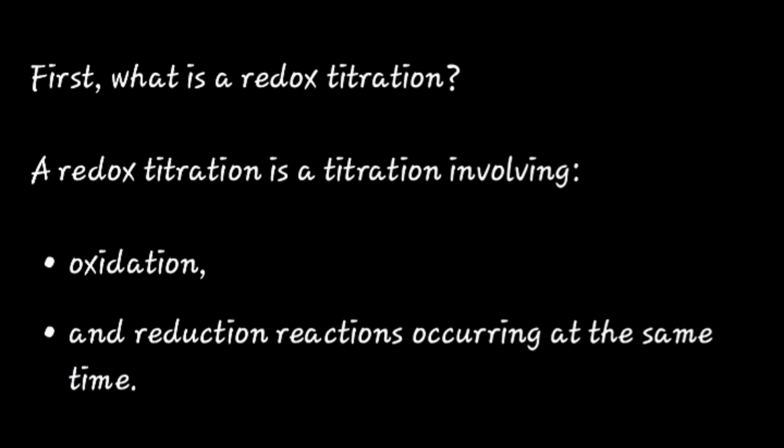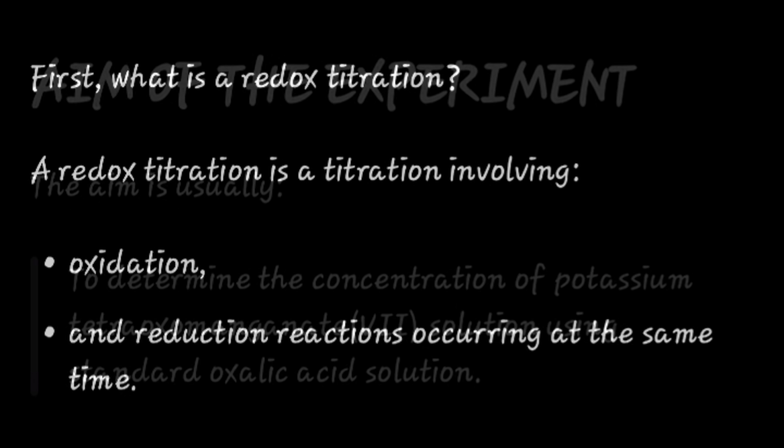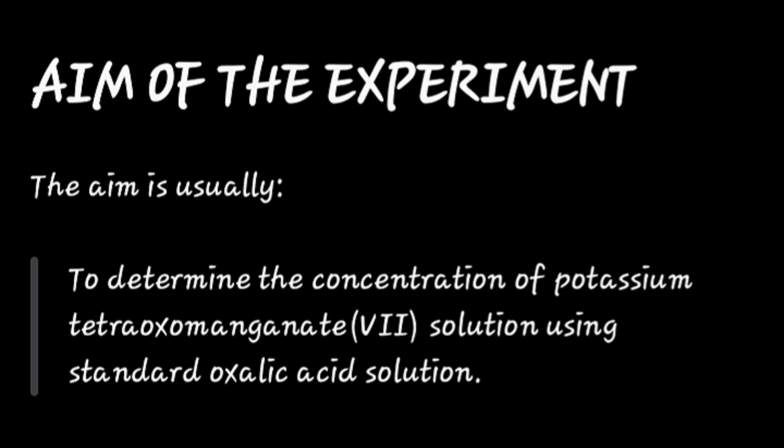A redox titration is a titration that involves oxidation and reduction reactions occurring at the same time. So in this video, potassium permanganate, KMnO4, will act as the oxidizing agent, while oxalic acid will act as the reducing agent. And what's the aim of this experiment?